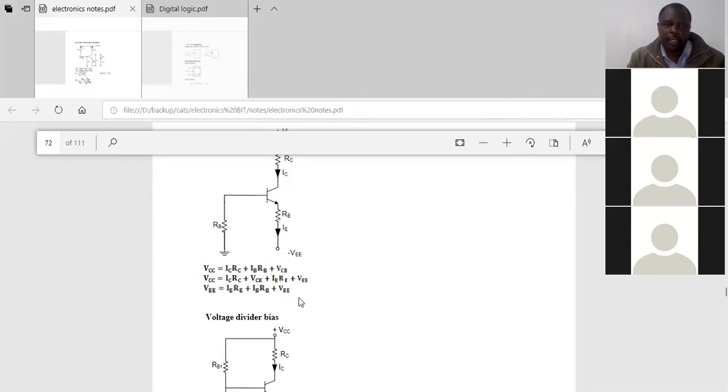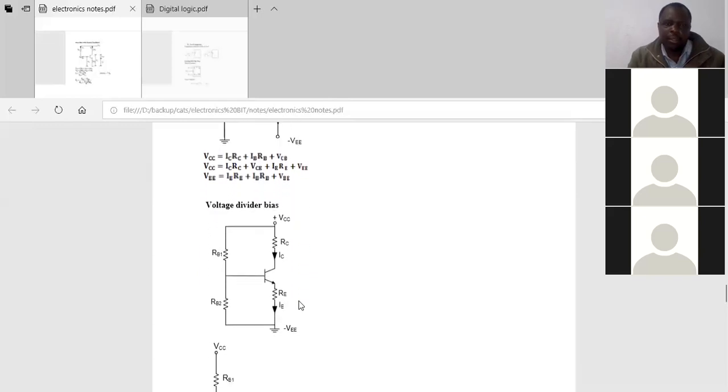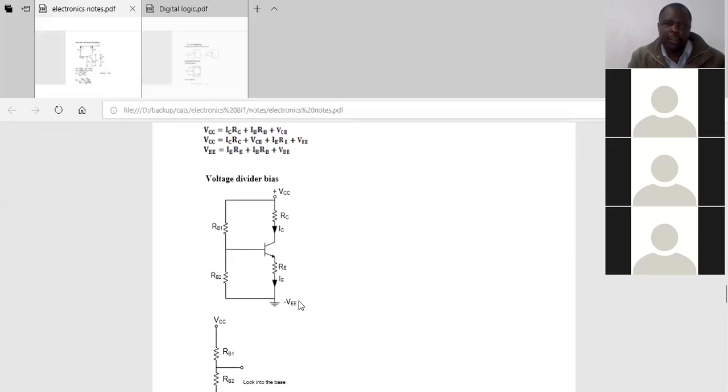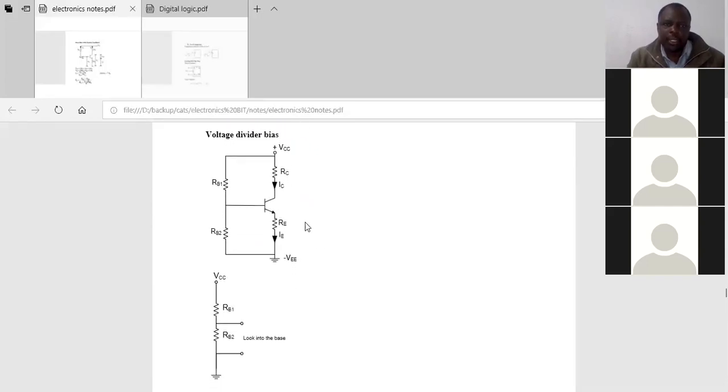you find that we have the last bias, which is usually very important because it's the one we apply in most of our applications in electronics. We call it the voltage divider bias. Please note that it has two resistors here, another resistor here, another one here. So RB1, RB2, RC, and RE. Then we have VCE at this point.